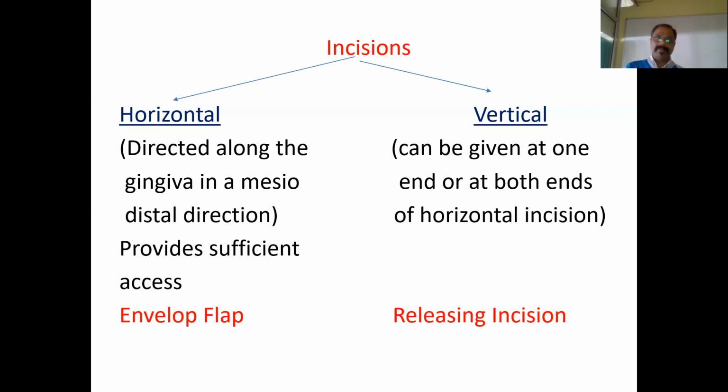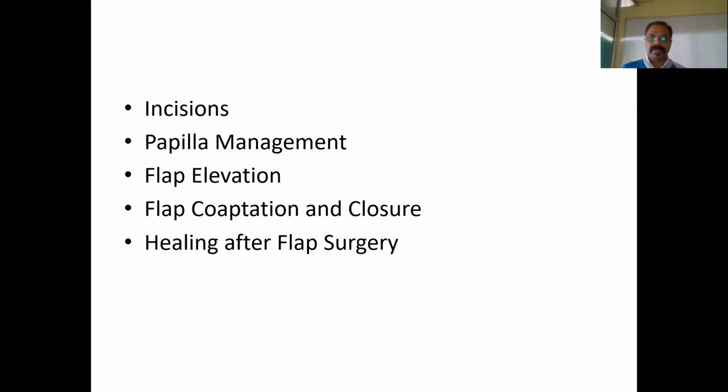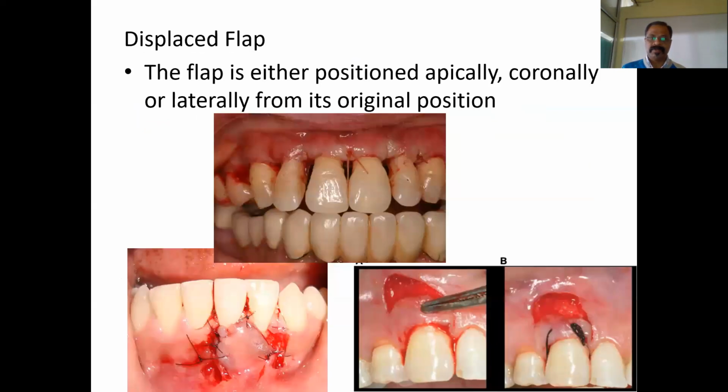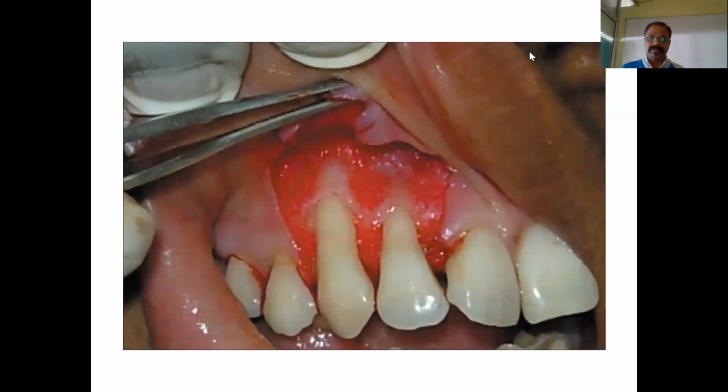Okay, if you remember the diagram which I had shown you, just go back to that to make sure you understand. Now when you see here, this is perpendicular to this horizontal incision. If we place the incision mesiodistally, these are called horizontal incisions, and if the incision is perpendicular to this horizontal incision, these are called vertical incisions. Okay, right? So are we clear about it?